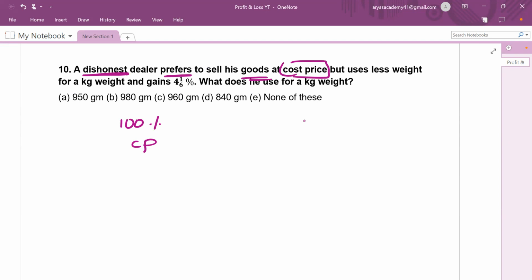Generally, usually we make a profit, right? But here the seller is very clearly stating that I don't make any profit because I am offering you the articles at the same cost price. So here cost price is actually the selling price, but this is a dishonest dealer.